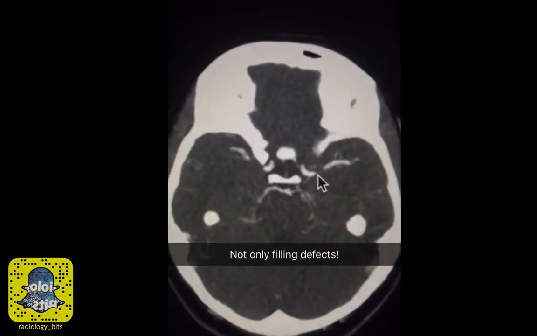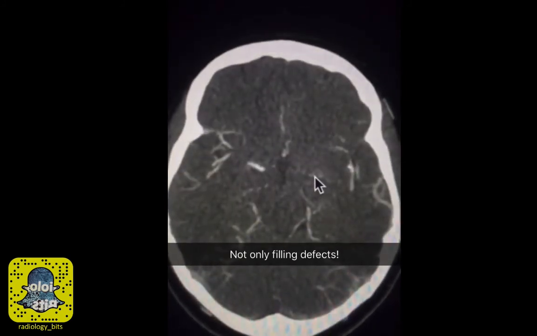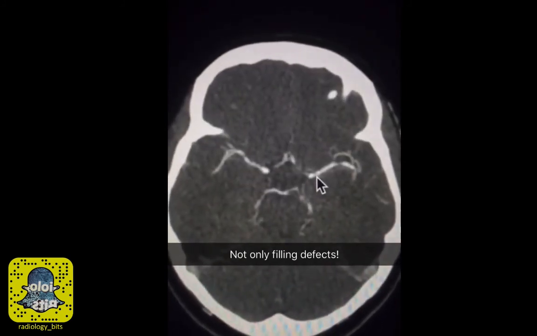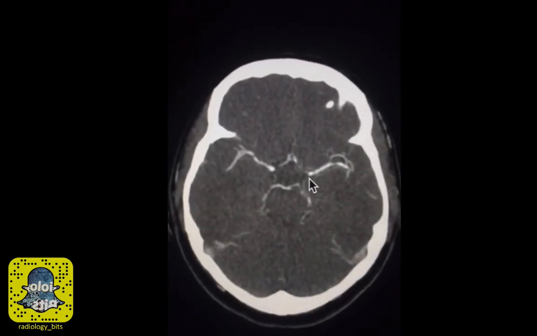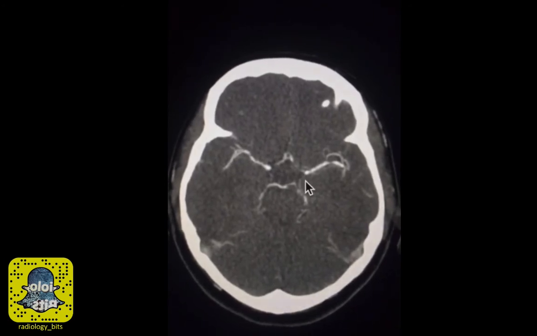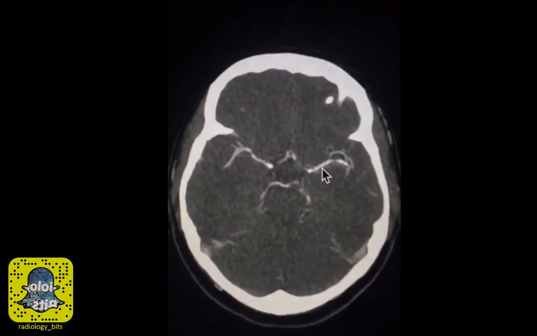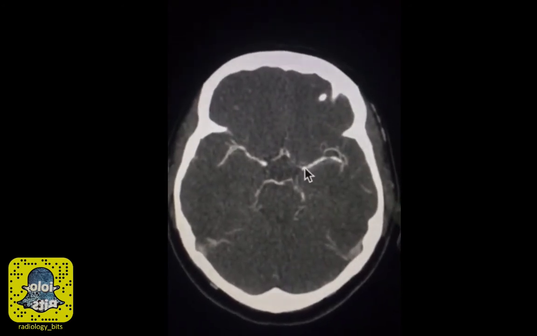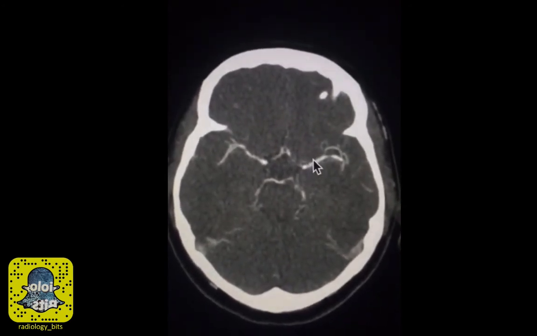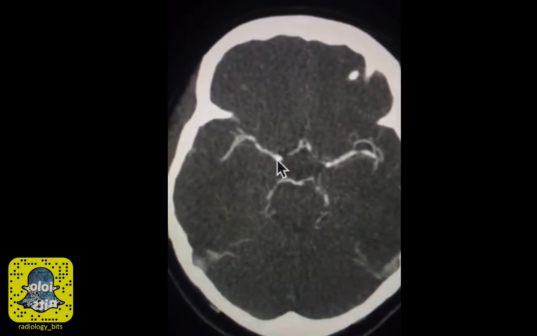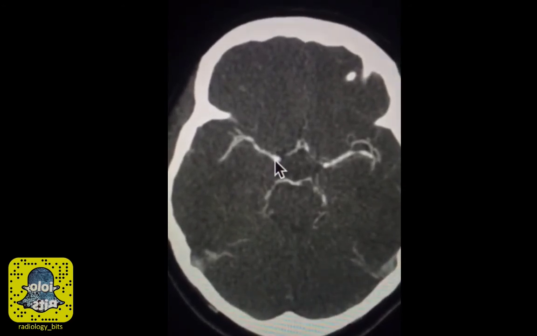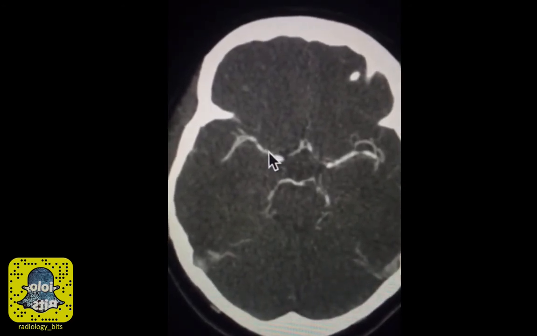The teaching point to emphasize here is that if you're only looking for filling defects, in some cases you could miss important findings. And this is a good case to emphasize that teaching point. Although you don't have a central filling defect, the vessels are abnormal. The vessels should have a smooth border without wall irregularity, especially in the absence of atherosclerosis. Knowing that, let's look at the right MCA here. You'll notice that the lumen does not maintain a normal caliber, it changes.